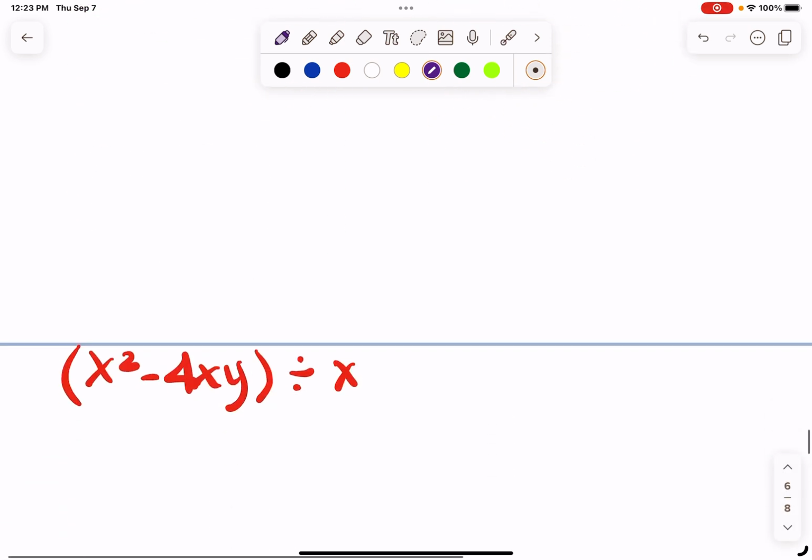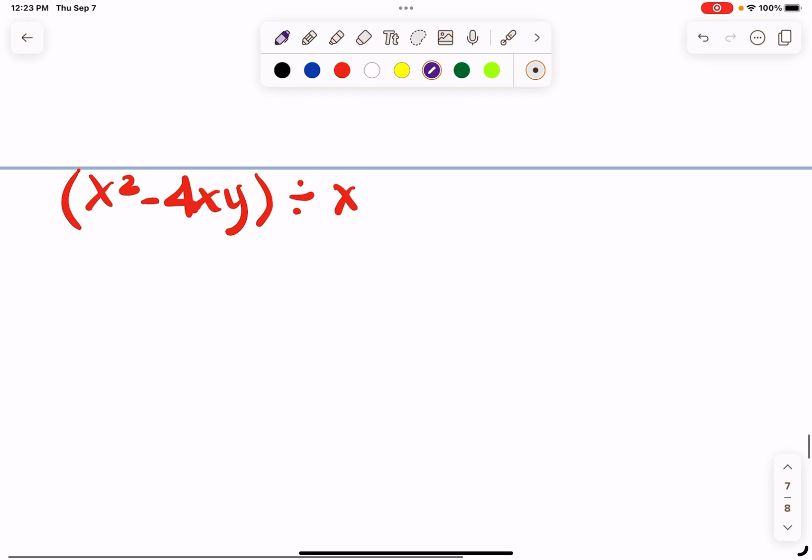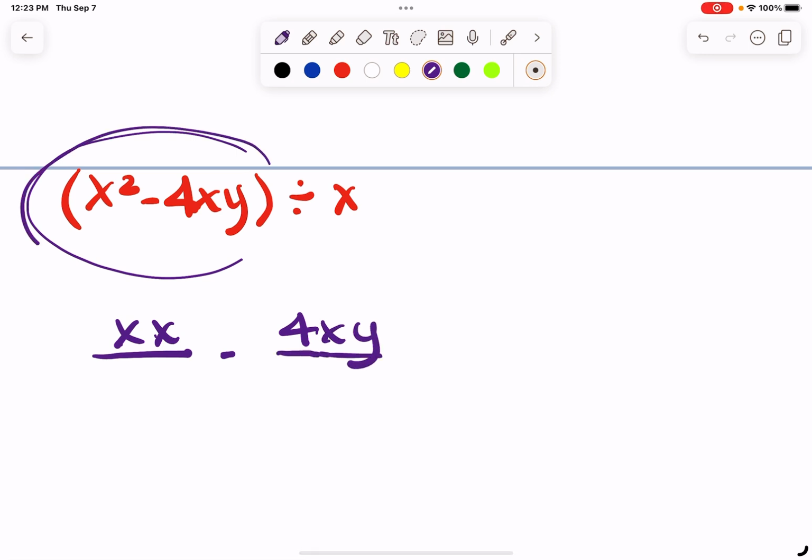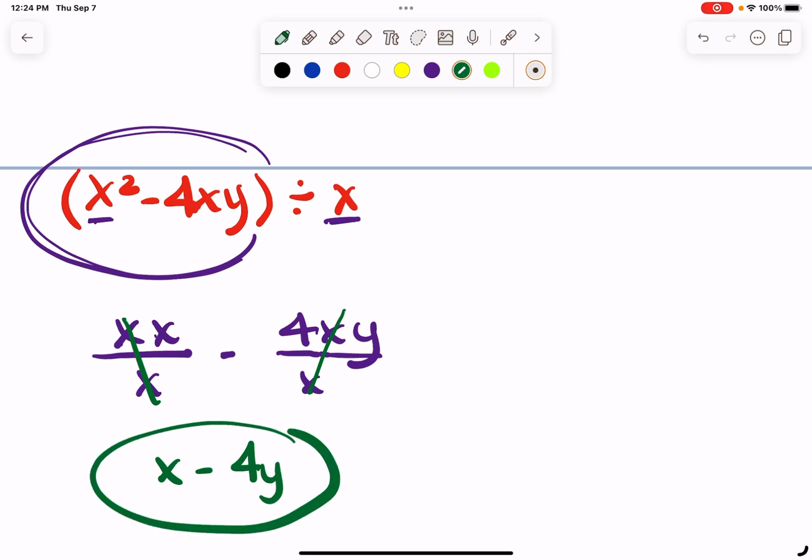Okay, and then this one, this is the one where if it's in this parenthesis, you're going to take them. If I have x squared, that's 2 x's, and 4xy. So I took this part and put it into their own fractions. And I did expand this. Remember how we said if it's x squared, that's 2 x's. And then divided by x, I'm going to put 1 underneath each one. So these are going to cancel. So I'm going to be left with x minus 4y. Okay, let me know if you have any more that you have questions on.